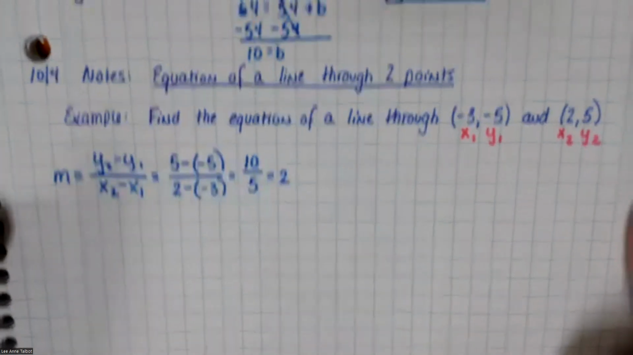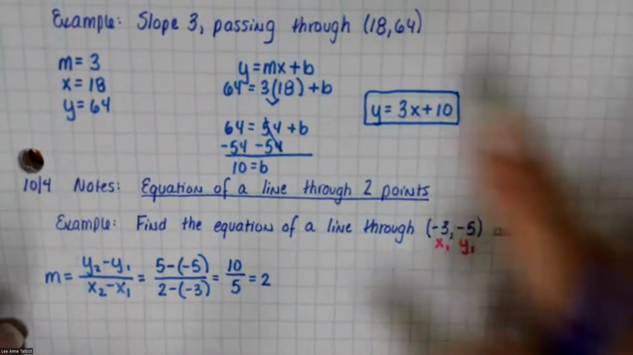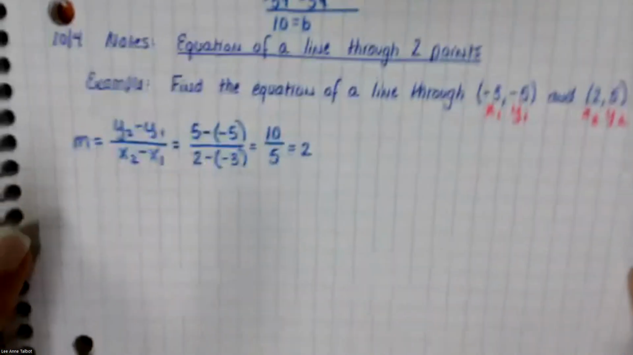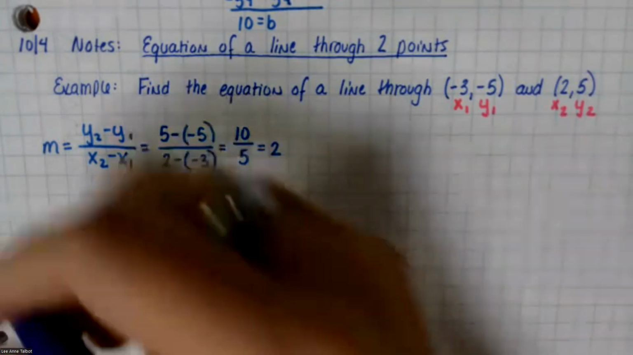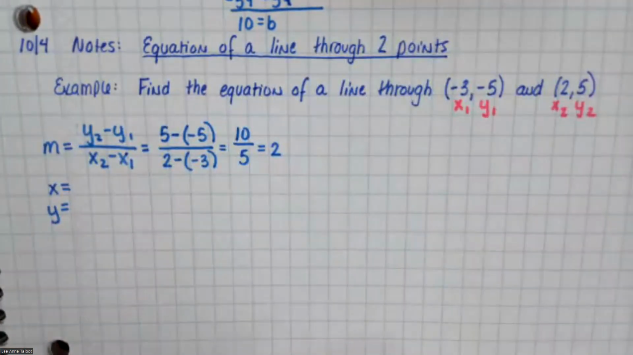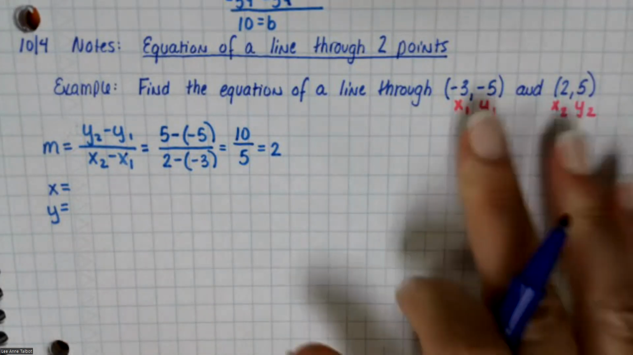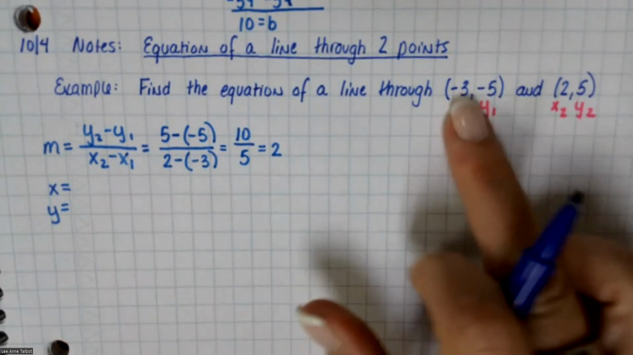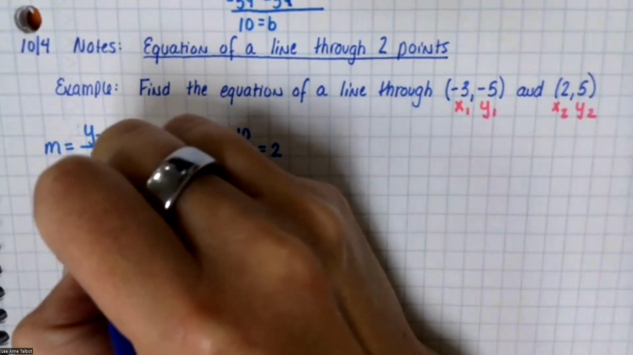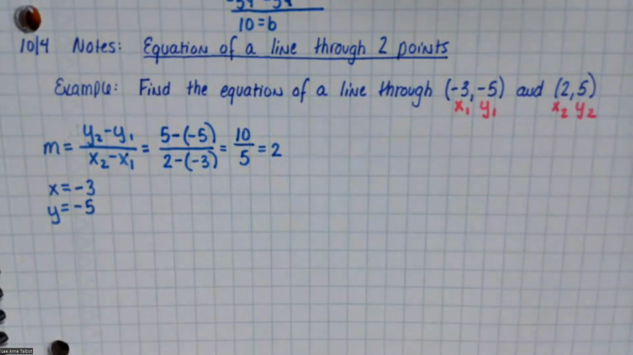Okay, so now we have the problem from yesterday. We have the slope and we have a point it's passing through. So we're going to say x equals, y equals. It doesn't matter which point you choose. I'm just going to choose the first point, negative 3, negative 5.